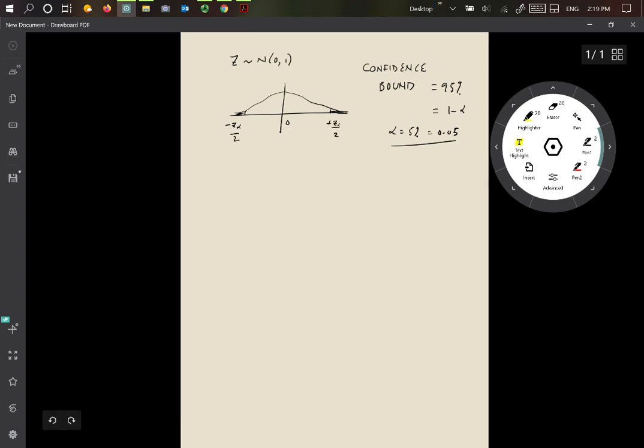And so the z alpha means that this is a normal variable. Z sub alpha means that it corresponds to a confidence bound of 5%, and it's symmetric about 0, so that's why it's minus z alpha by 2 and plus z alpha by 2. And so what you're saying is that the probability mass in the center is going to be 1 minus alpha, and the remainder is equally split on both sides. And so we can more precisely say that the probability that minus z alpha by 2 is less than z is less than z alpha by 2 is going to be equal to 1 minus alpha.